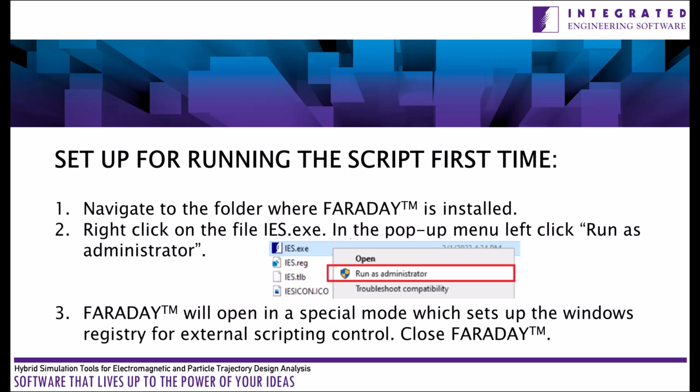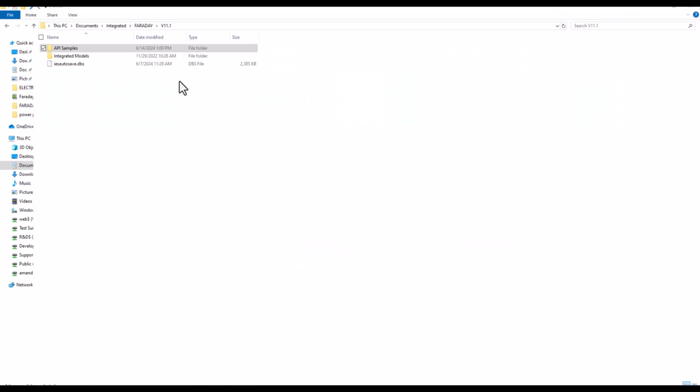Close Faraday and, using Windows Explorer, navigate to the folder where Faraday is installed. Right-click on the file is.exe. In the pop-up menu, click Run as Administrator. Faraday will open in a special mode that sets up the Windows registry for external scripting control. Close Faraday. The scripting examples are provided in a zipped folder placed in your document folders.